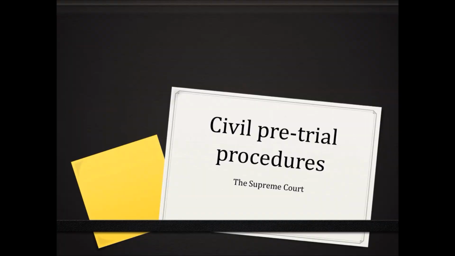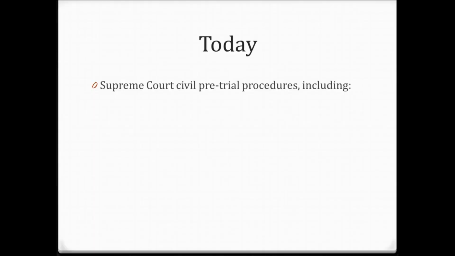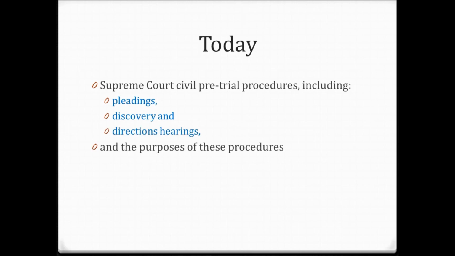Okay, so today we're going to look at civil pretrial procedures in the Supreme Court from Unit 4, Area of Study 2. The study design sets out that you need to know Supreme Court civil pretrial procedures, including pleadings, discovery, and directions hearings, and the purposes of those procedures. So you need to know all three specifically: pleadings, discovery, and directions hearings. You could be asked specific questions about their purposes or any of the stages of those civil pretrial procedures.